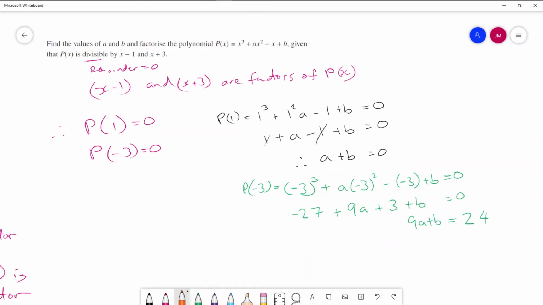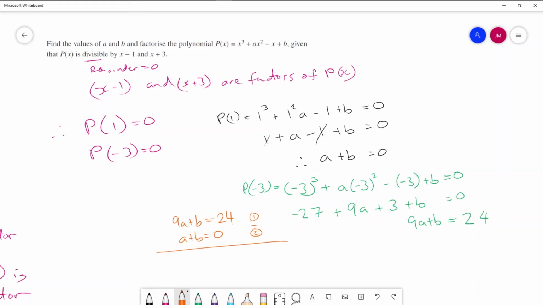So I've got two equations. a plus b equals 0, and 9a plus b equals 24. And I can use some simultaneous equations to solve this. Now, just so I don't have negatives, I'm going to move this one up here. And that's my equation 1. And that can be equation 2. And I'm just going to do 1 take away 2 so I can get rid of my b's.